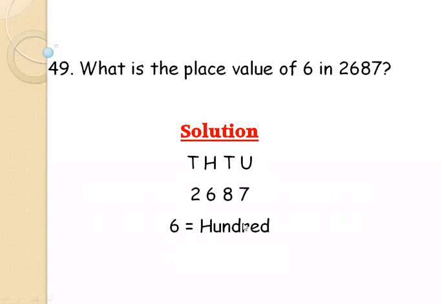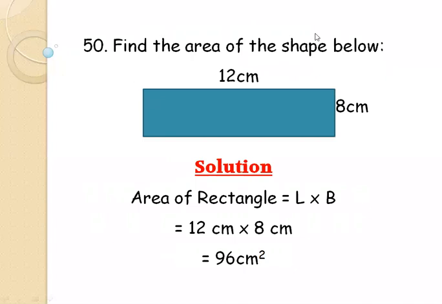And number 50 says, find the area of the shape below. Which shape is this? This is a rectangle. The area of a rectangle is length times breadth. So what is my length? 12 centimeters. And my breadth is 8 centimeters. So this area is 12 times 8. And that is 96 centimeters square. Can you see that? 96 centimeters square. So this is the area of this rectangle.